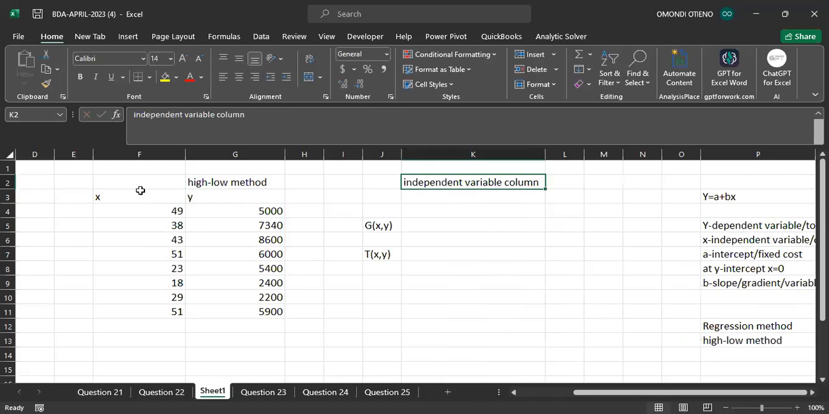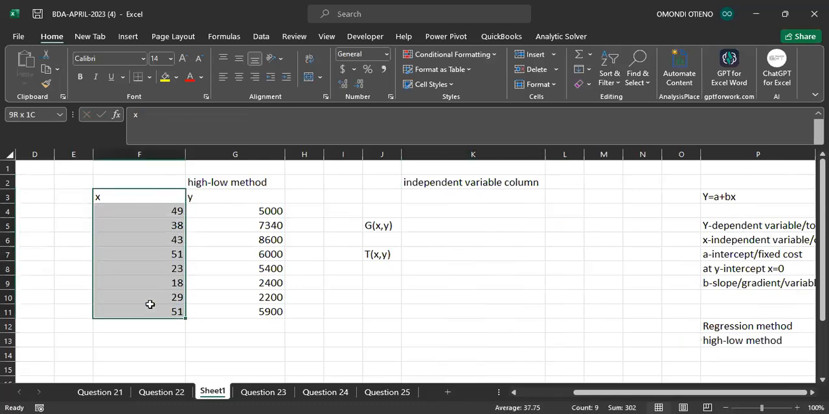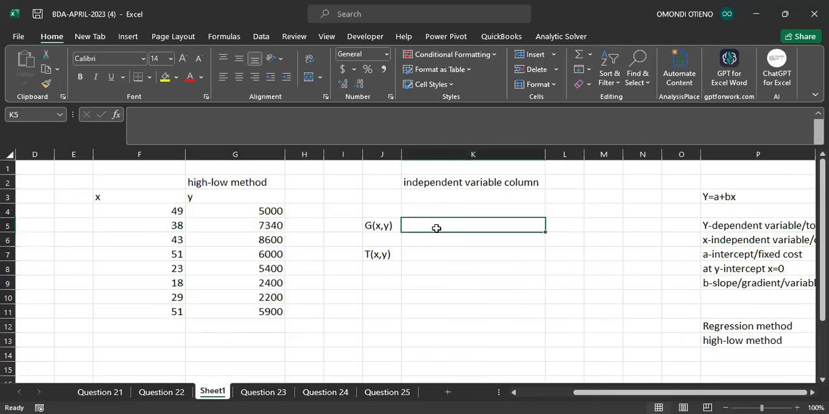Go to the independent values column. Look at the highest value and the lowest value. Don't consider whether it corresponds to the highest value in the y column, the dependent values column. So here, for example, we want to pick the highest value. Let's say G will be the highest value. So what are the coordinates at point G?